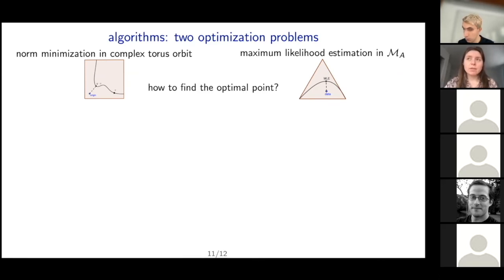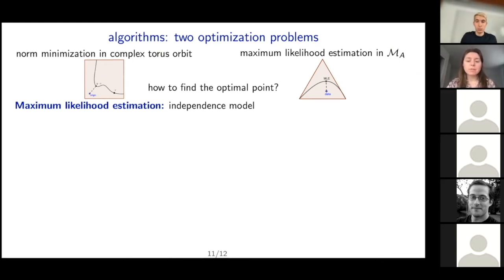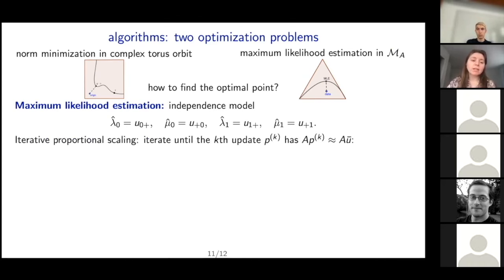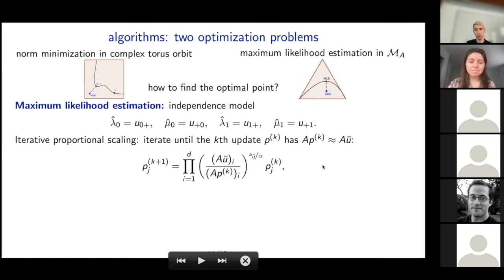Okay, so in practice, how do we actually find this optimal point? Well, on the side of maximum likelihood estimation, we saw in the independence model that we could just use this formula. But more generally, we need to use some iterative method. So what is typically done is iterative proportional scaling. So we want to iteratively update our vector p until we approximately match the sufficient statistics to the data. And this is what the update step looks like. Okay, so don't worry too much about this, but it's doing some update such that we remain in the model and we get closer to our vector of sufficient statistics.